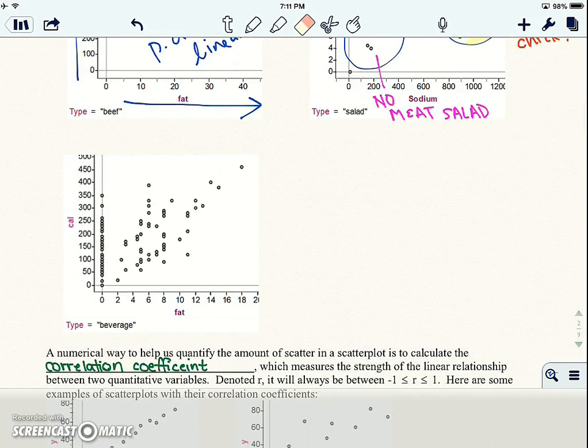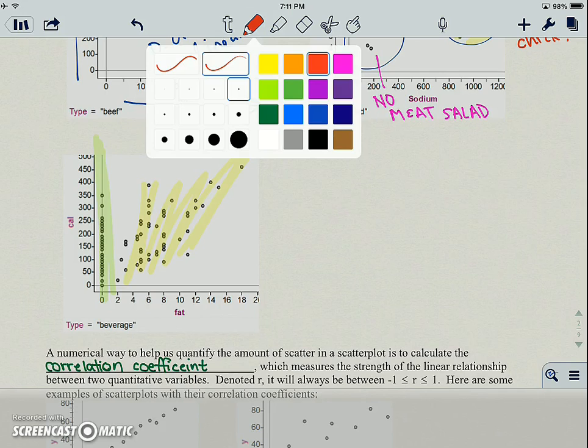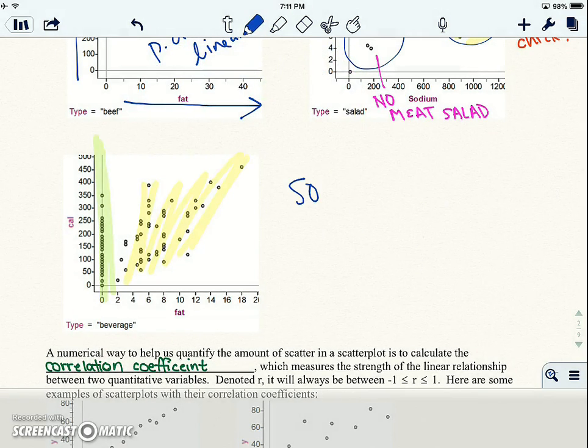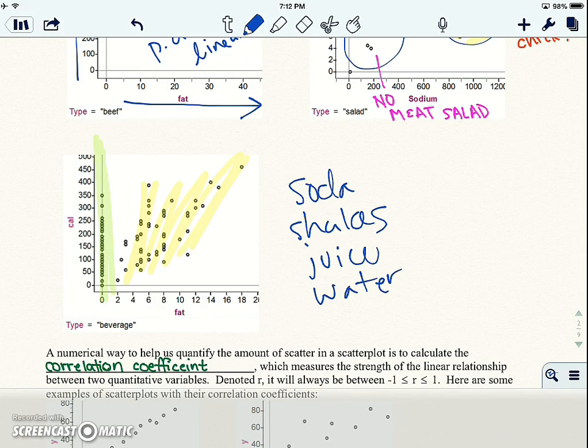Okay, then this last one is beverage. Okay, and it almost appears to have 2 sets of data. We have this data over here, but if you look very carefully, we also have this data. Well, let's think about the type of beverages they serve at McDonald's. Okay, they have soda, they also have shakes, okay, juice, water, tea, okay, and we're looking at the fat content to calories.